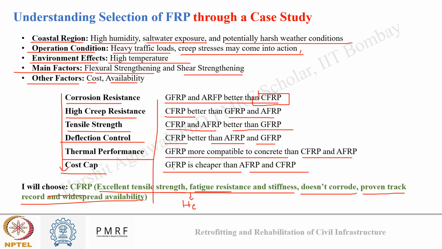You can go for AFRP or GFRP also, but you need to give a proper justification and take into account all the factors on your own. So this is how, knowing what FRP strengthening does, we can decide which type of material we should choose and whether we should go for FRP strengthening or not. I hope this part is clear to everyone. Any doubt in this question?